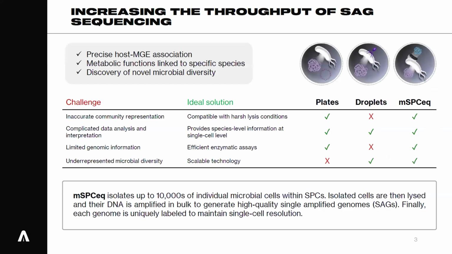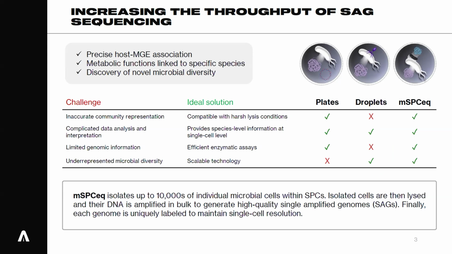To address these limitations, single-cell sequencing offers the analysis of DNA extracted from individual cells, enabling the precise and direct host association with mobile genetic elements and more accurate and precise genome recovery. There are two main approaches currently used in the field. The first one is plate-based sorting of individual cells into plate wells. This approach is quite convenient in terms of the compatible lysis options and assay designs.